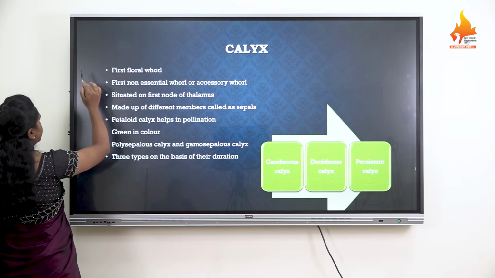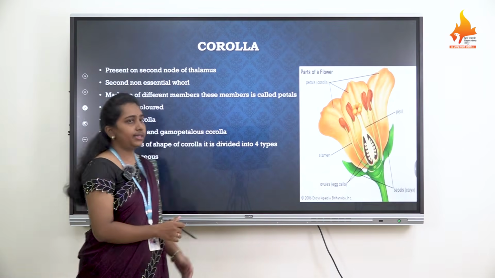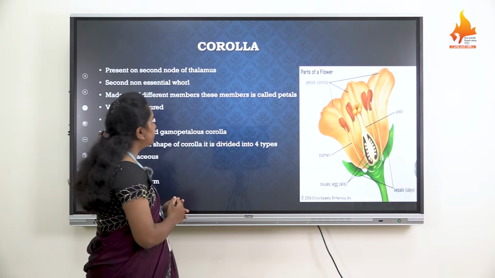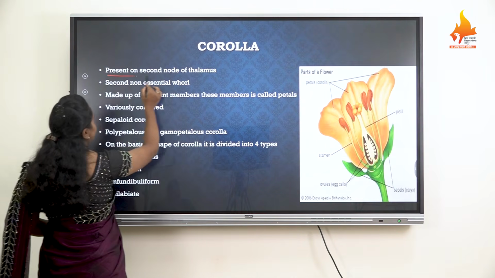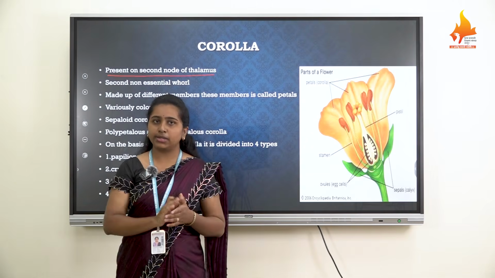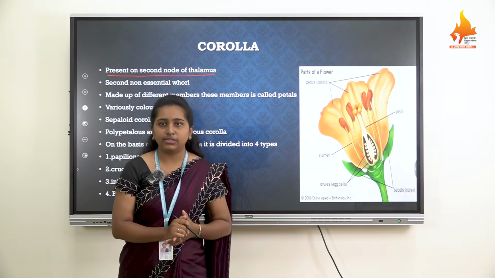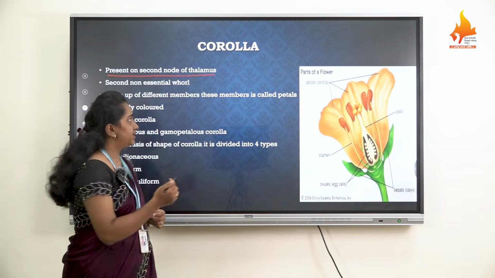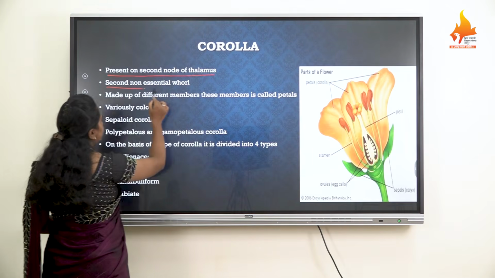Let's start with the second non-essential whorl, that is corolla. So corolla is present on the second node of the thalamus. On the first node of the thalamus, calyx is present. Again, on the second node of the thalamus, the corolla is present. Next point is, it is the second non-essential whorl.